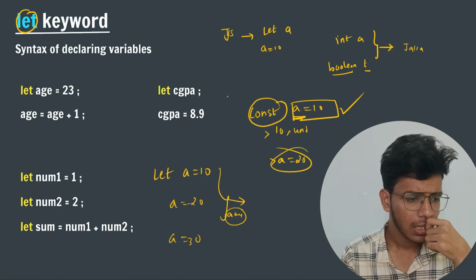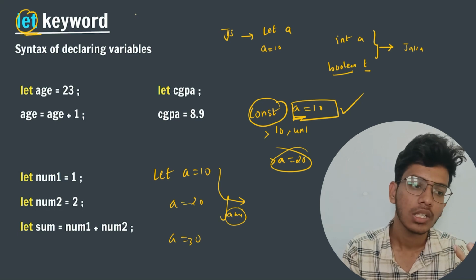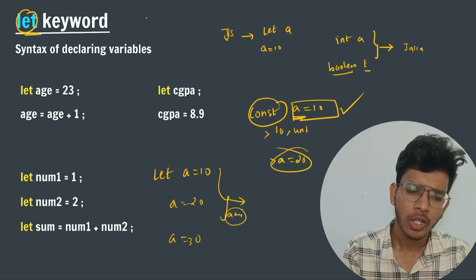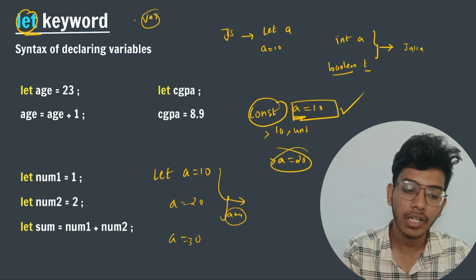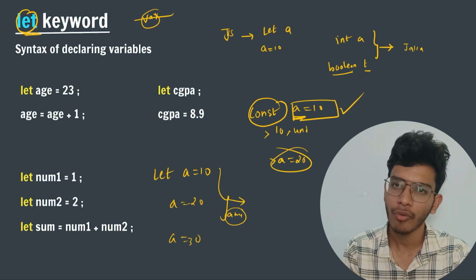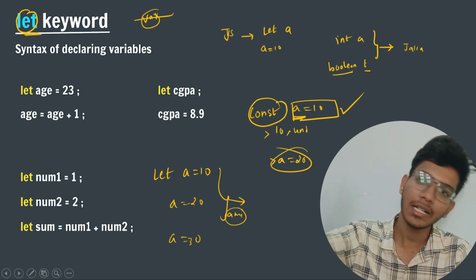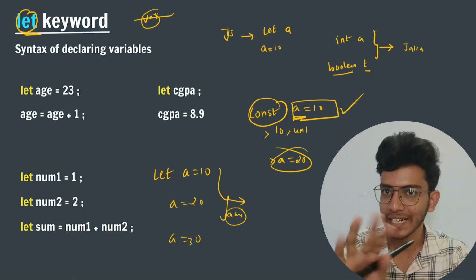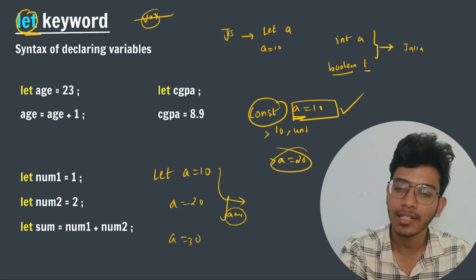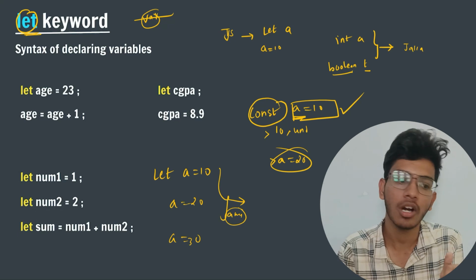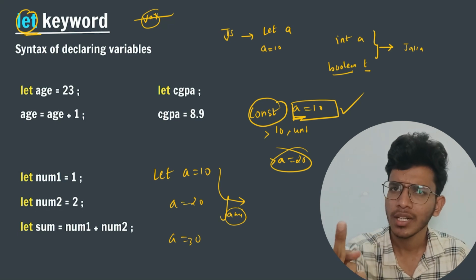Now let is a new version. There is an old way to declare variables. Back then we were using the var keyword. Now no one is using the var keyword. Var is also a keyword which is used to declare variables. The updated version of var is let. That is why I haven't mentioned var in my PPT, because the let keyword is the updated version of var. Okay, I hope you have understood what is let and what is constant.